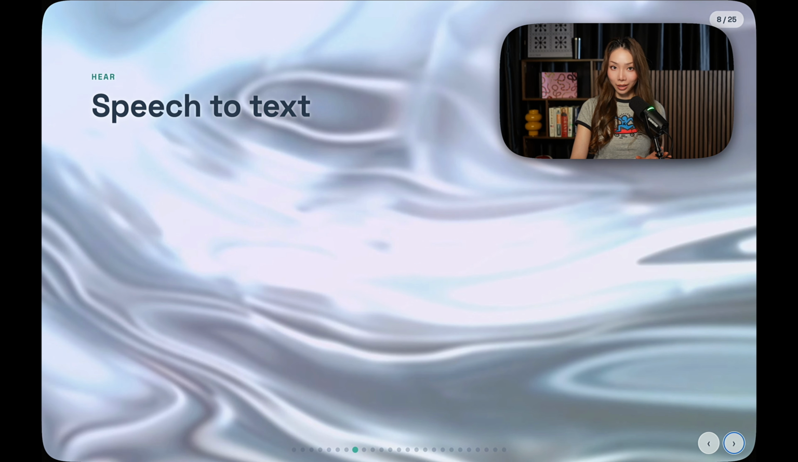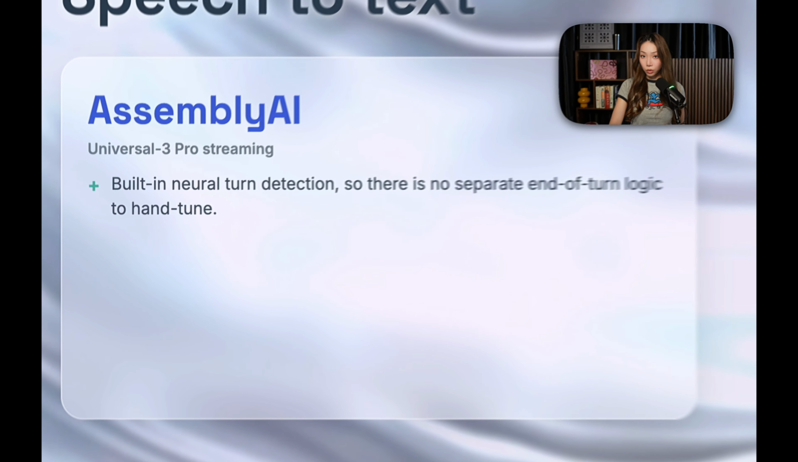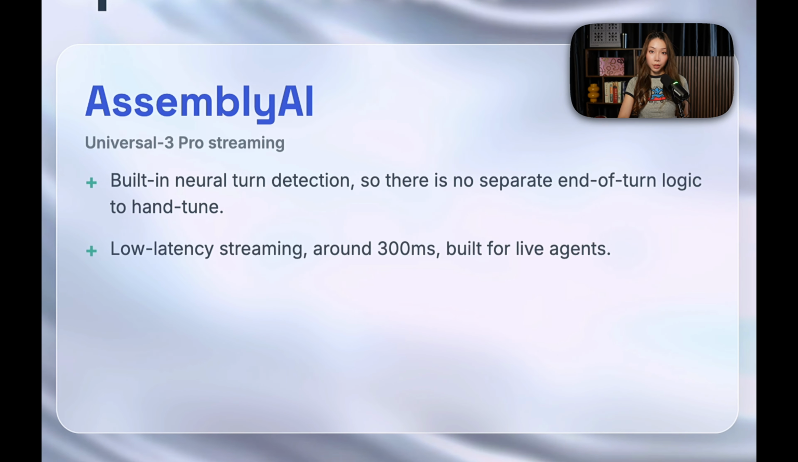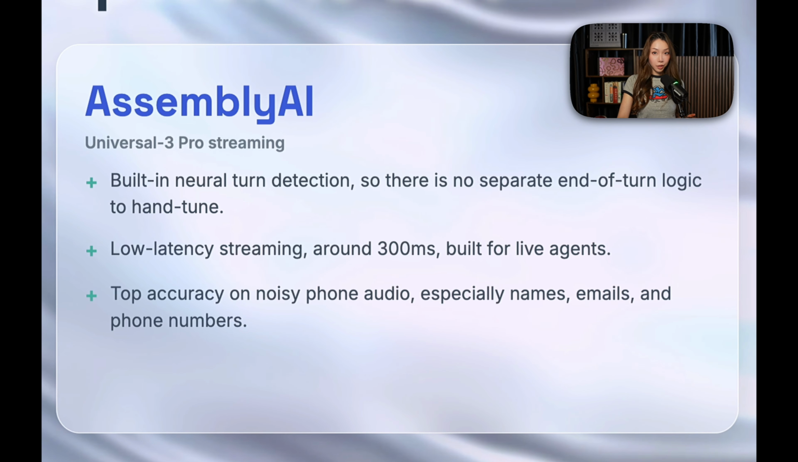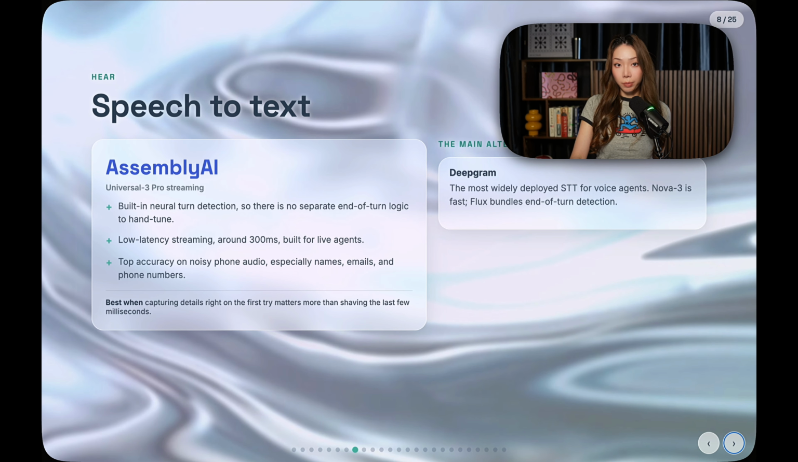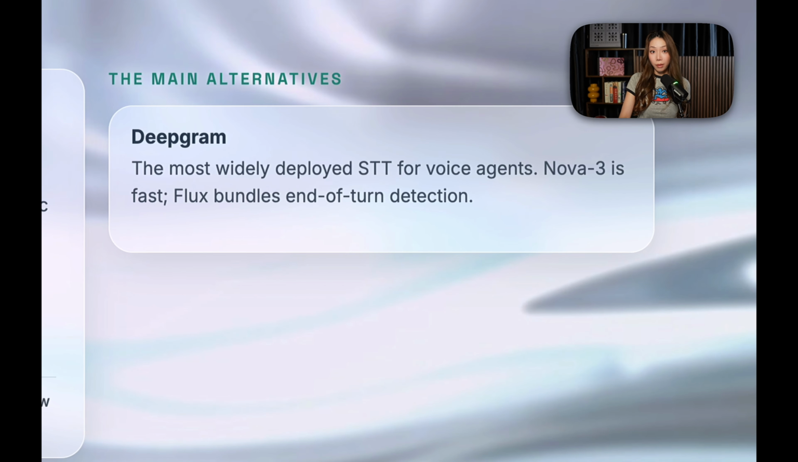First job, hearing. For speech to text, I'm using AssemblyAI. 2 reasons. It knows when you've finished talking on its own, so there's no separate turn logic to hand tune. And it's accurate on messy phone audio, especially the stuff that matters, like names, emails, and phone numbers. That's the best pick when getting those details right on the first try matters more than shaving off the last few milliseconds.